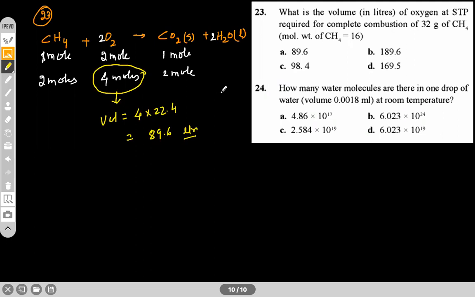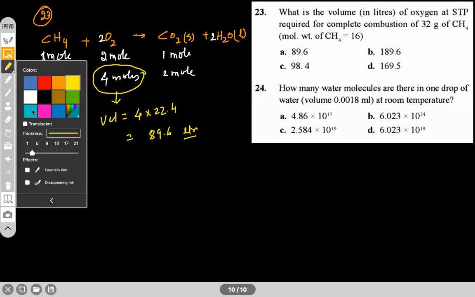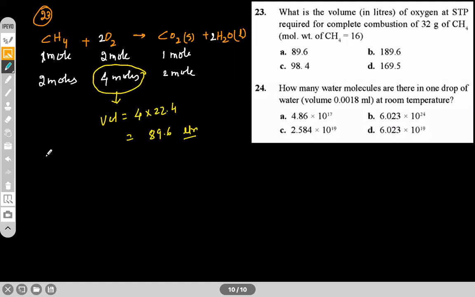Are you close? Okay, let's see. Twenty-fourth one. Density of water is 1000 kg per meter cube. This you should memorize.